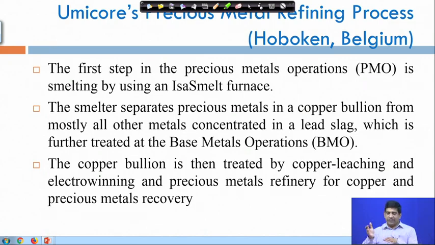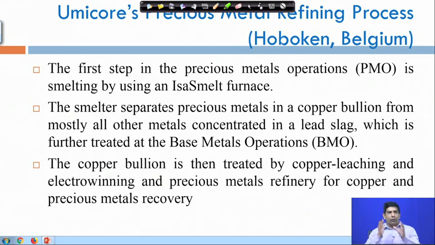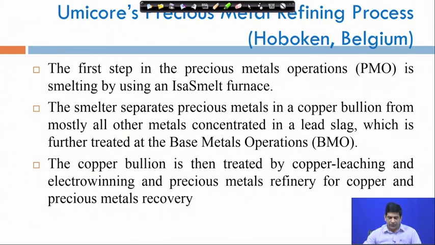The smelter separates precious metal in a copper bullion from mostly all other metals concentrated in lead slag, which is further treated at the base metal operation. So, the precious metal is separated from all other metals. The copper bullion is then treated by copper leaching, electrowinning and a precious metal refinery for copper and precious metal recovery. So, that's happening over there.